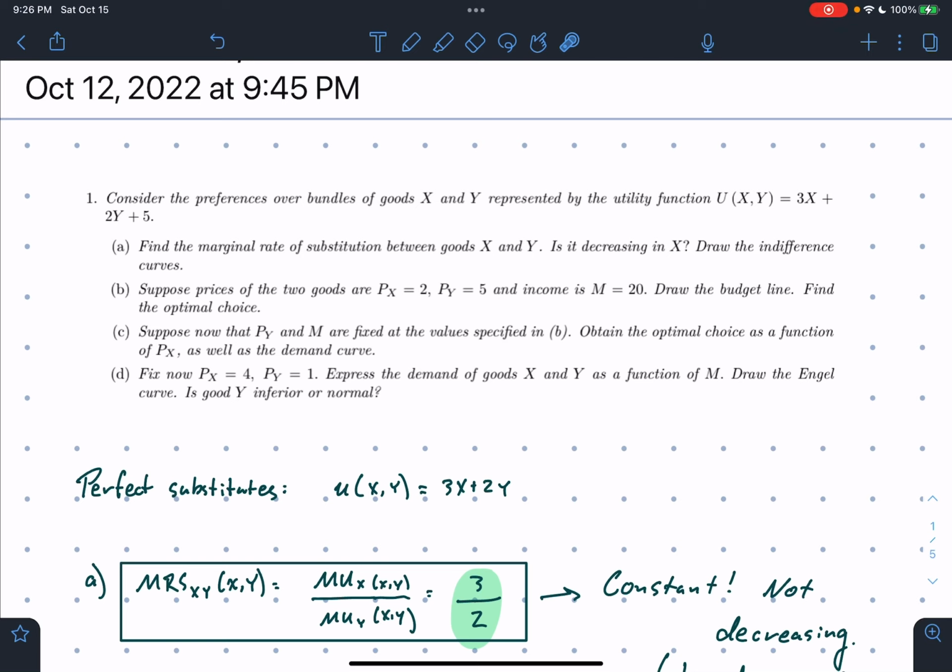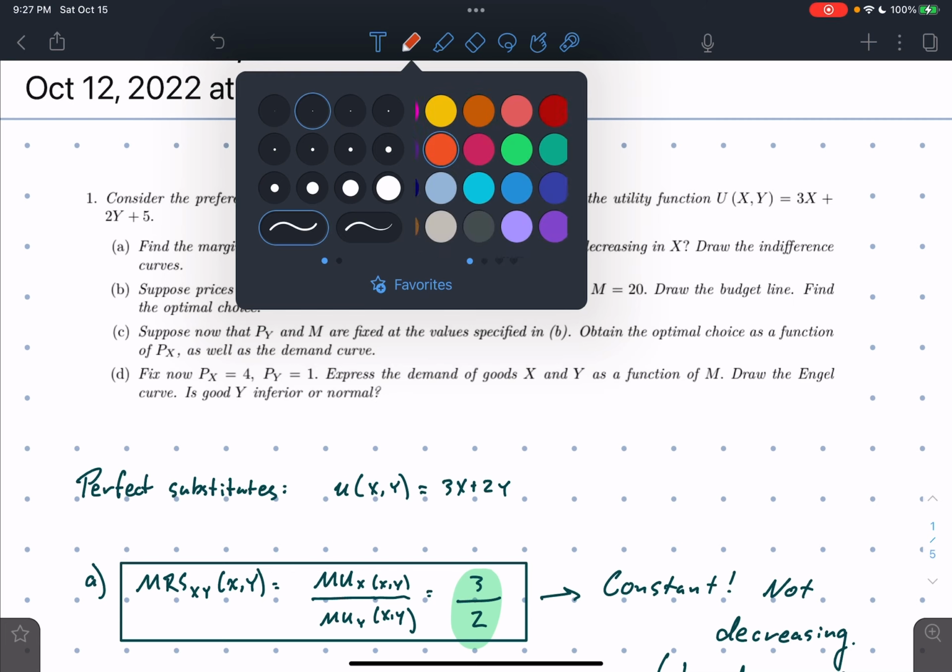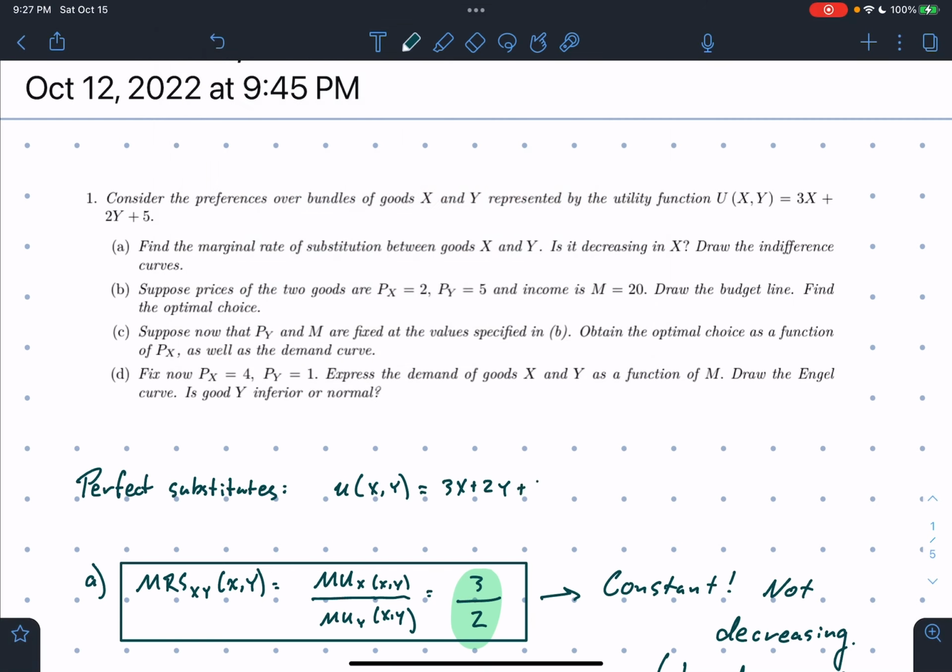Okay, so what we're doing is we're considering the preferences of our bundles represented by this utility function. So this utility function is 3x plus 2y plus 5. So first, we recognize this is a perfect complements. Sorry, no, not perfect complements. This is perfect substitutes. Perfect substitutes utility function with the following form. I left off 5. So there's a 5 right here. Okay. These are perfect substitutes. It just means that we substitute between x and y perfectly.